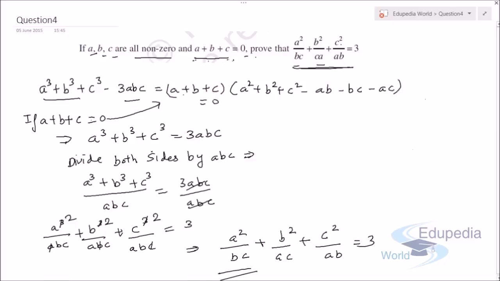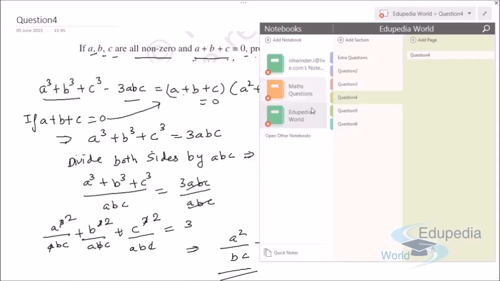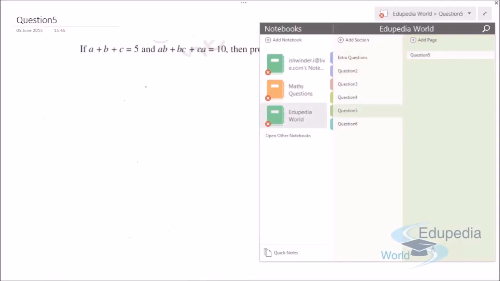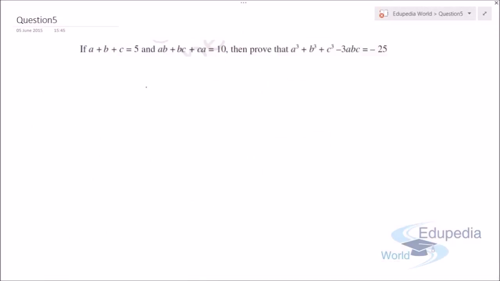So let's discuss the next question, question number 5. Now this is also a very important question, so watch this question carefully. The question is, if a plus b plus c equals 5 and ab plus bc plus ca equals 10, then we have to prove a cube plus b cube plus c cube minus 3abc equals minus 25. So let's see how you can solve this question.